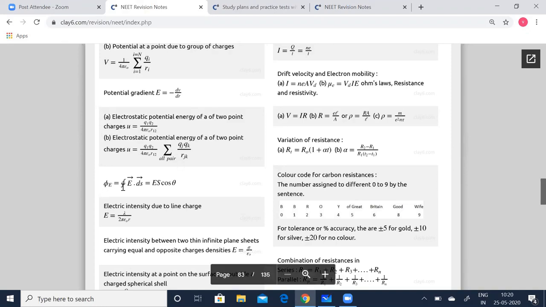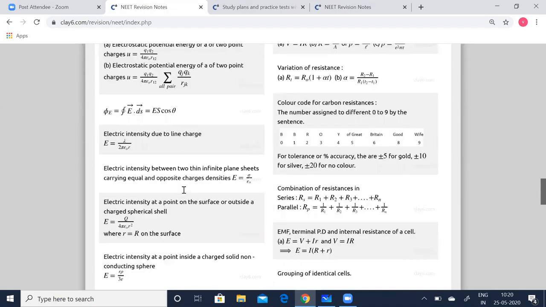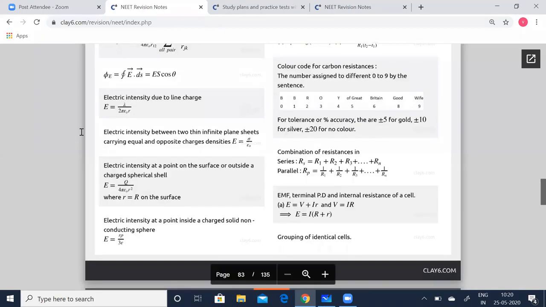Now phi E is equal to the closed integral of E vector dot dS vector, which is equal to E S cos theta. Electric intensity due to a line charge is given by E is equal to lambda by 4 pi epsilon 0 R, where lambda is the linear charge density and R is the distance. Electric intensity between two thin infinite plane sheets carrying equal and opposite charge densities is given by E is equal to sigma by epsilon 0, where sigma is the surface charge density.